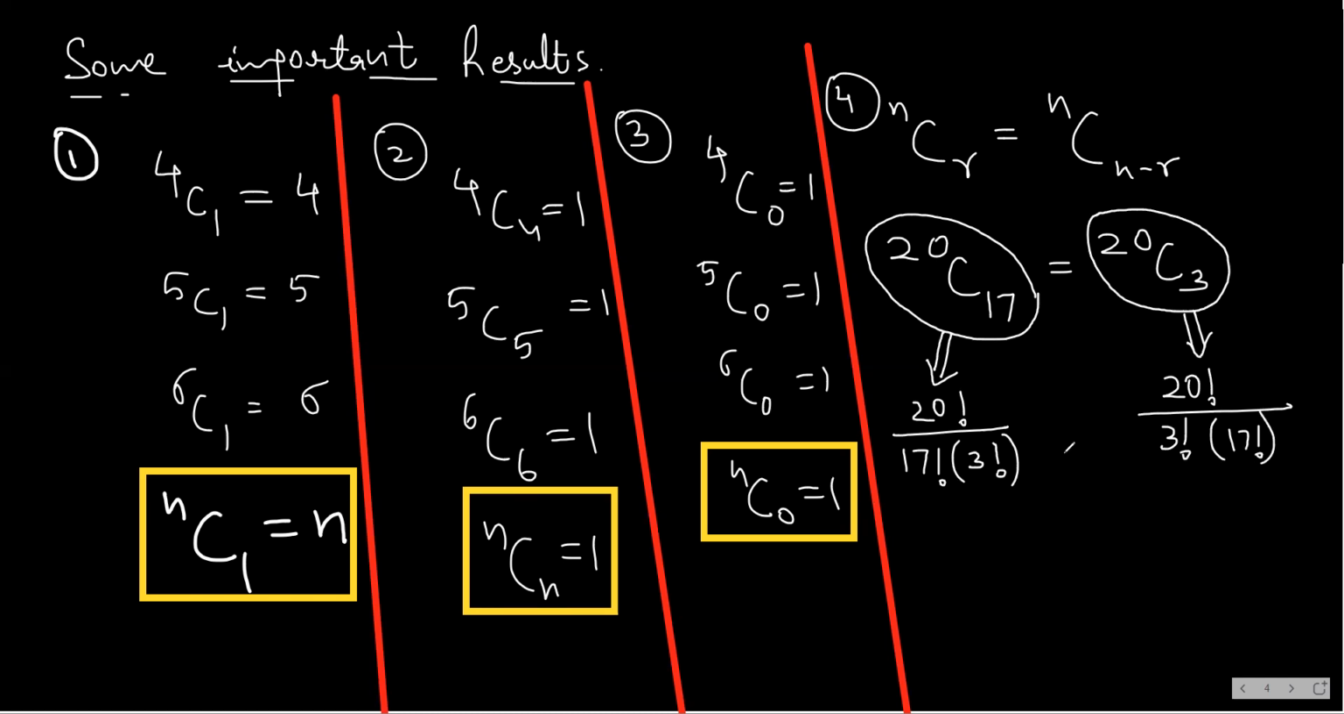Are they the same? Yes, you have exactly the same number, because you know students, the NCR formula is n factorial upon r factorial into (n minus r) factorial. You have exactly the same value. So this is also very important. This we use for solving problems, and it will make problem solving easier. Now, how does it make it easy? I'll tell you. See here.